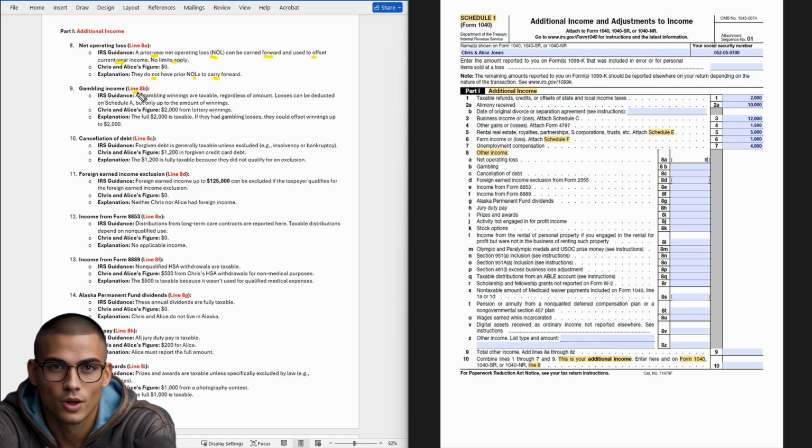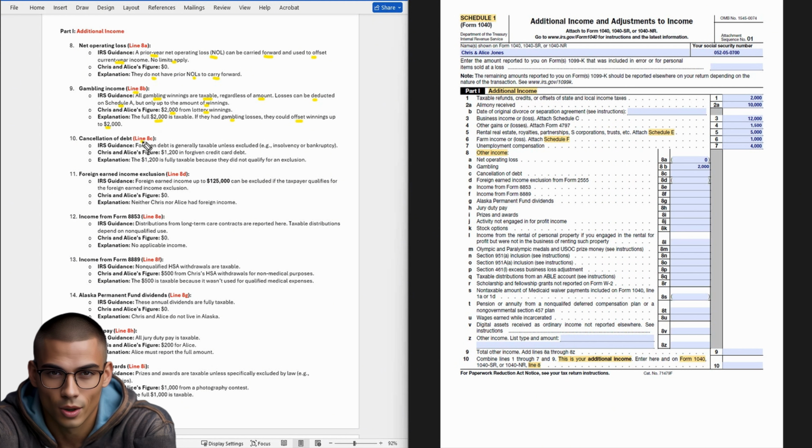Next, on line 8B, we have gambling. So the IRS says that all gambling winnings are taxable regardless of the amount. The losses can be deducted on Schedule A, but only up to the amount of the winnings. So Chris and Alice had $2,000 from lottery winnings this year, and the full $2,000 is taxable. If they had gambling losses, they could offset the winnings up to that $2,000. They did not have any losses, they only won, so they would need to record $2,000 for their gambling winnings.